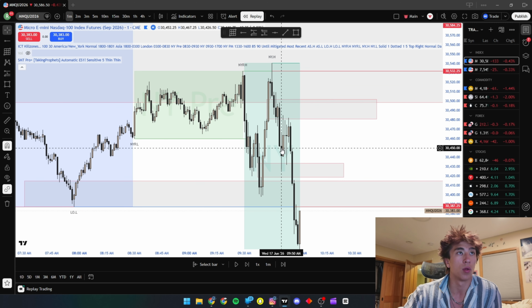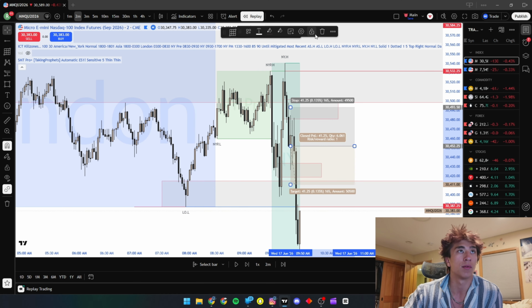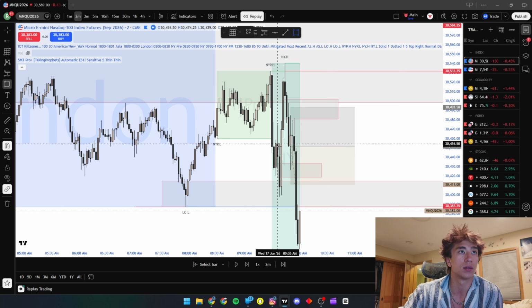Let's see if there's a better one to take. 2 minute inversion. Yeah, no 2 minute inversion except all the way down here inside. I guess we inverse this gap too. So let's say we take it, right? I'm not even looking at where the fair value gap is. Let's see.